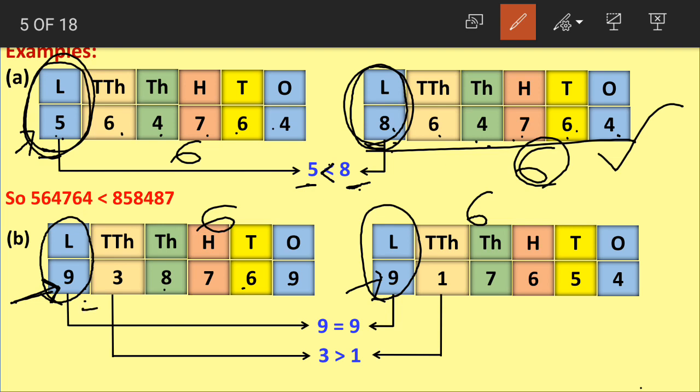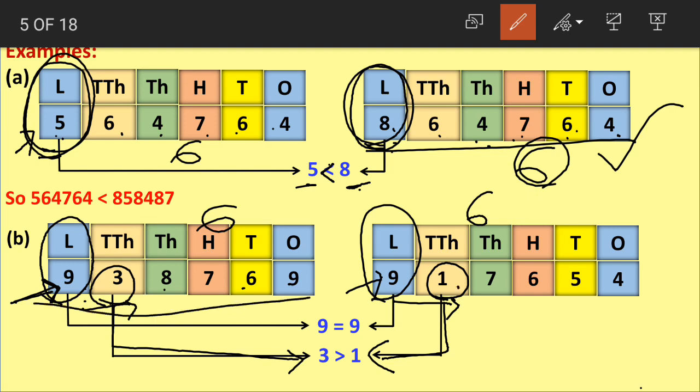Now what will we do? We'll move on to the next digit. What is here after 9? We are having 3 after 9. And what about in the second number? We are having 1 after 9. See, now we should compare 3 and 1, the digits at the next higher place values. Which is the greater number here? 3 is the greater number. So this whole number becomes the greater number.